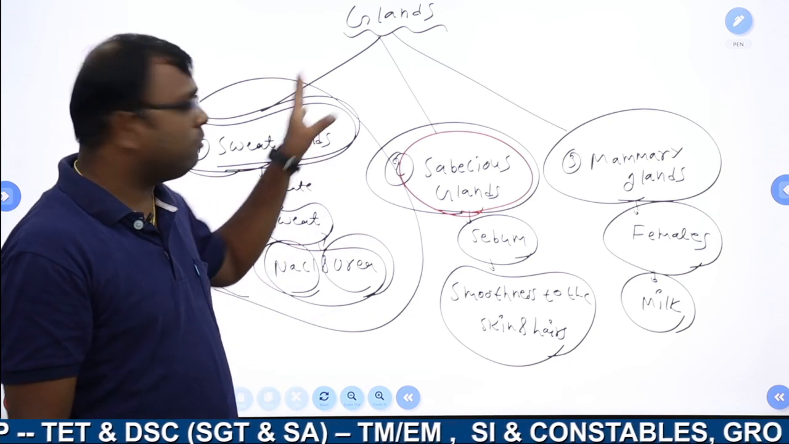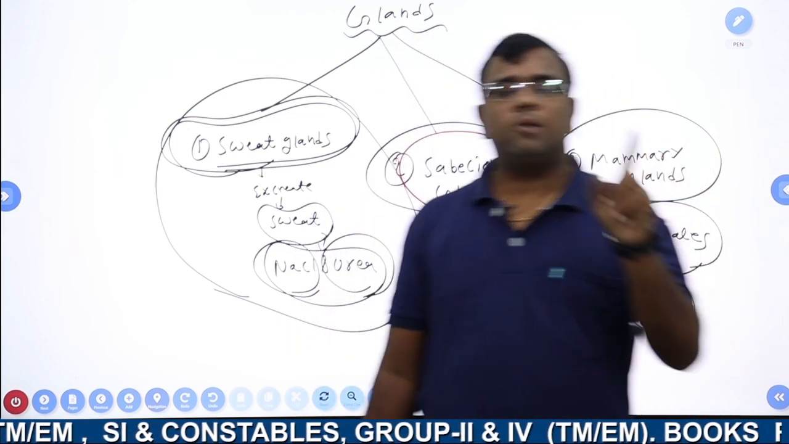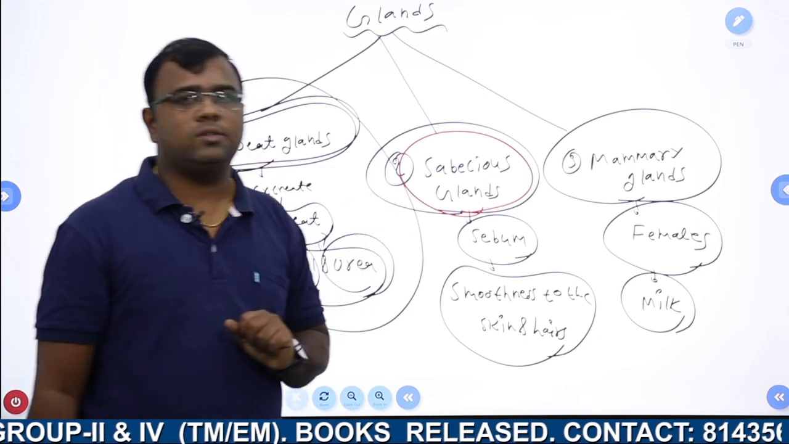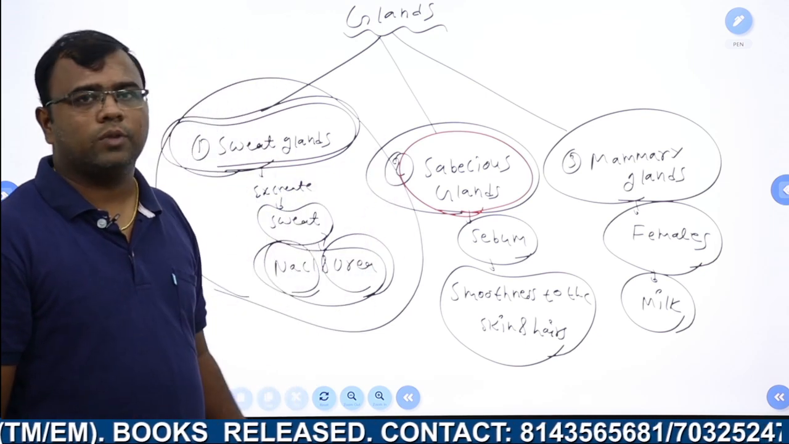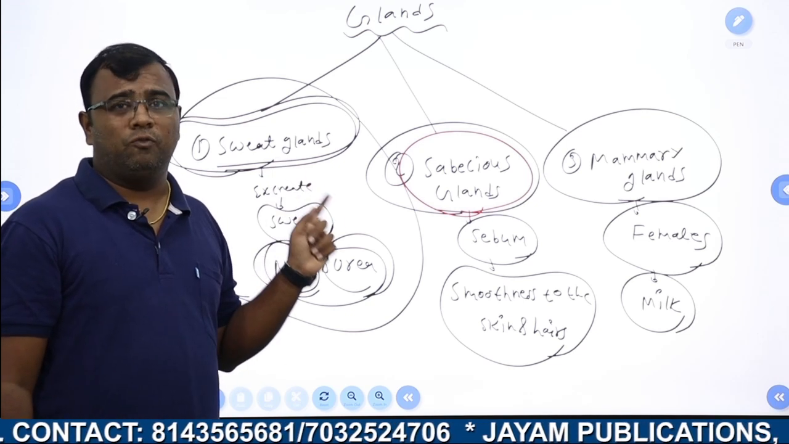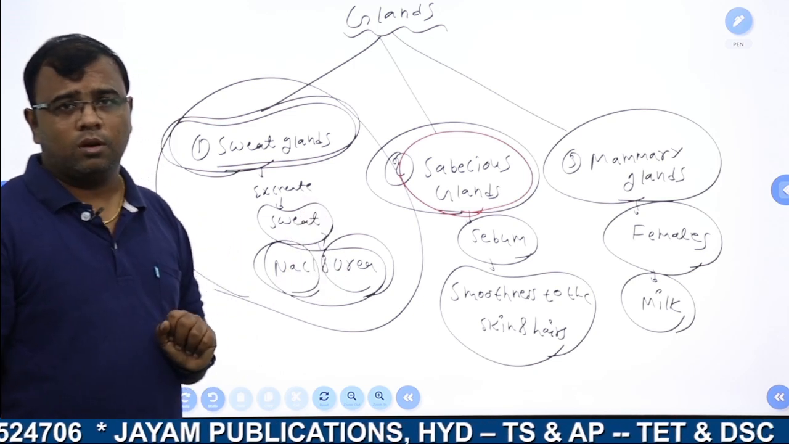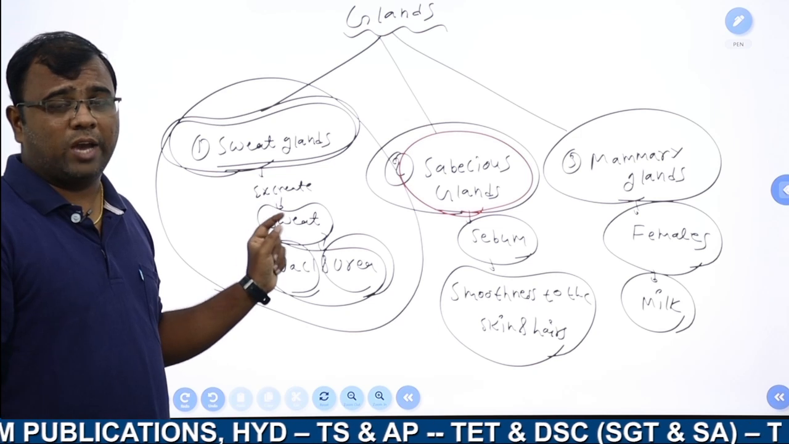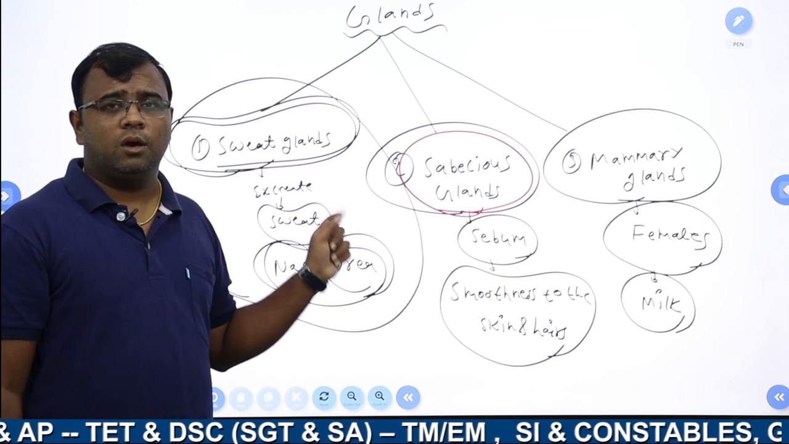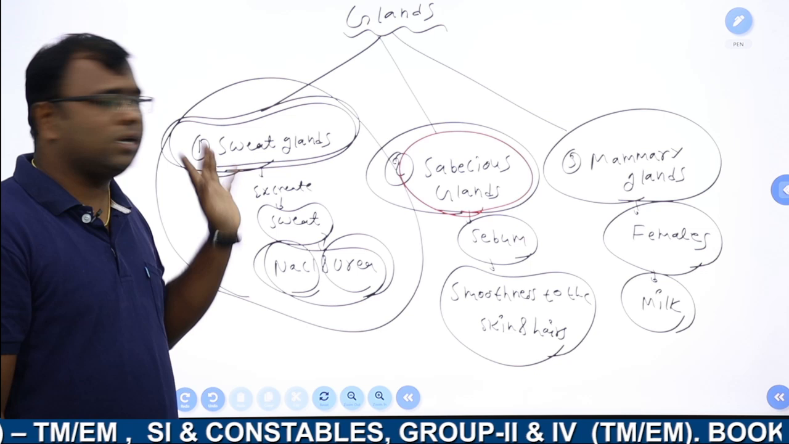These are the three types of glands of endodermis. The first one sweat glands, the second one sebaceous glands, the third one mammary glands. The sweat glands excrete sweat. The sweat gland function is maintaining the body temperature equilibrium. The sweat consists of NaCl and urea. The bad smell of sweat is because of urea. The sweat is salty in nature because of NaCl.